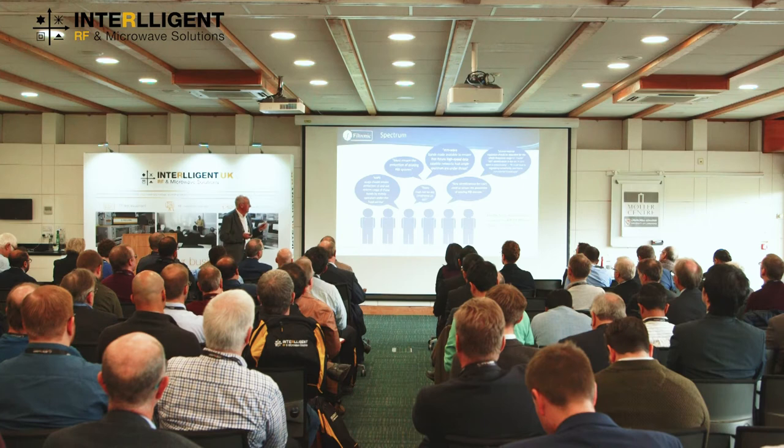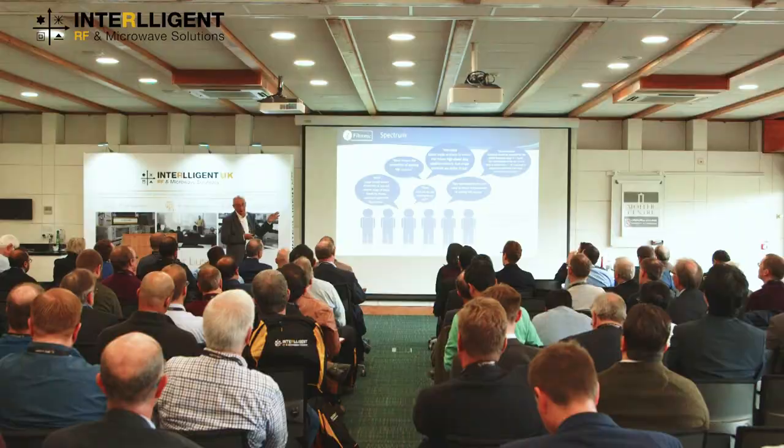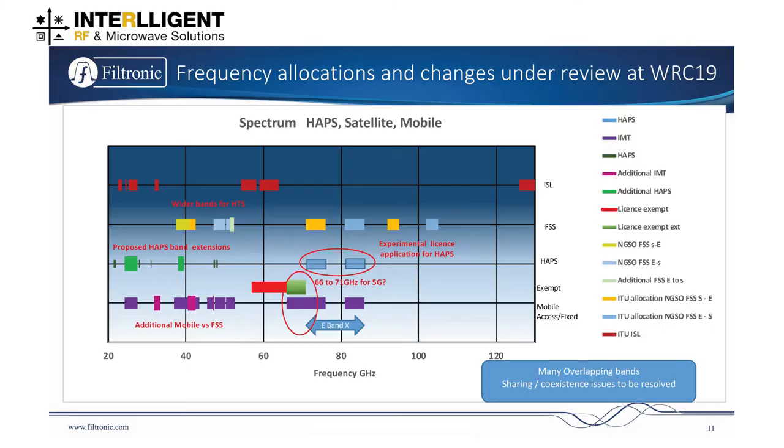Then throw HAPS into the mixture, that upsets both camps, because the satellite people want to protect their bands. Again, they overlap. And the frequencies also overlap with some of the backhaul frequencies that are used for mobile networks. So these are some of the bands that are being discussed at the moment. We've got mobile here, and then we've got HAPS and fixed satellite service. Then there's also inter-satellite links as well, which are perhaps less of an issue. So there are new bands being identified.